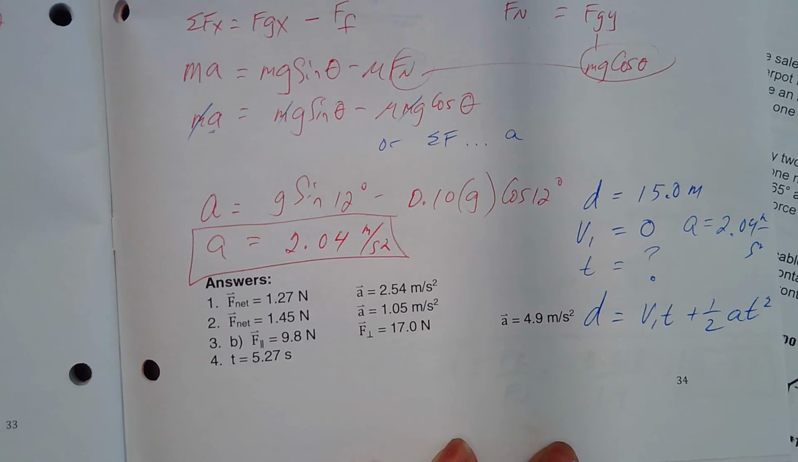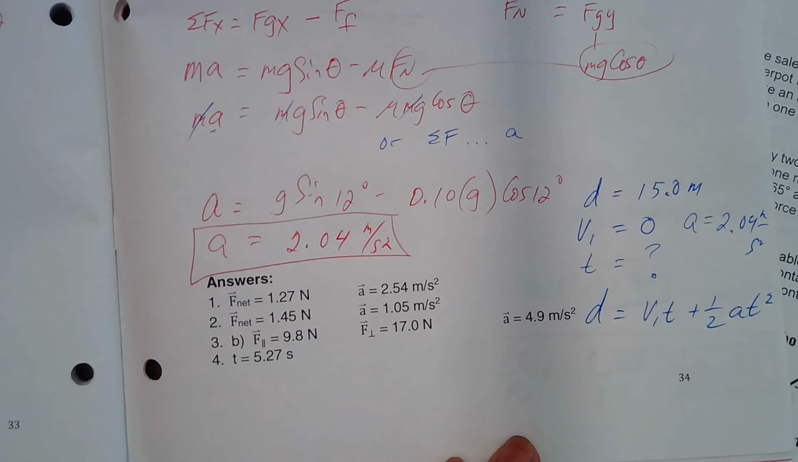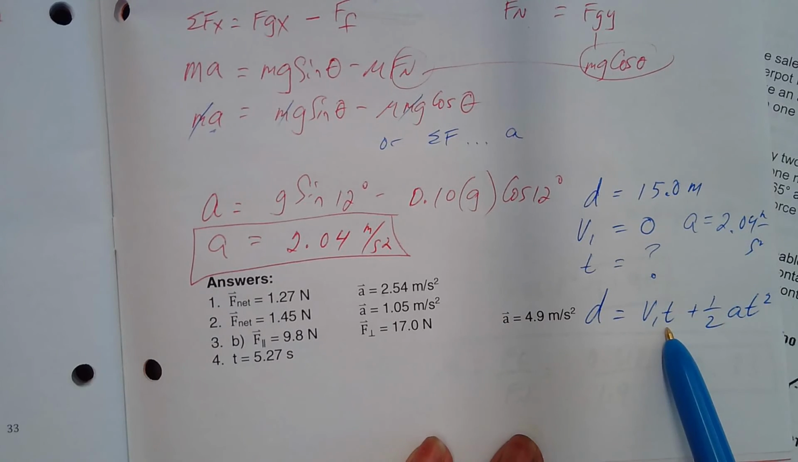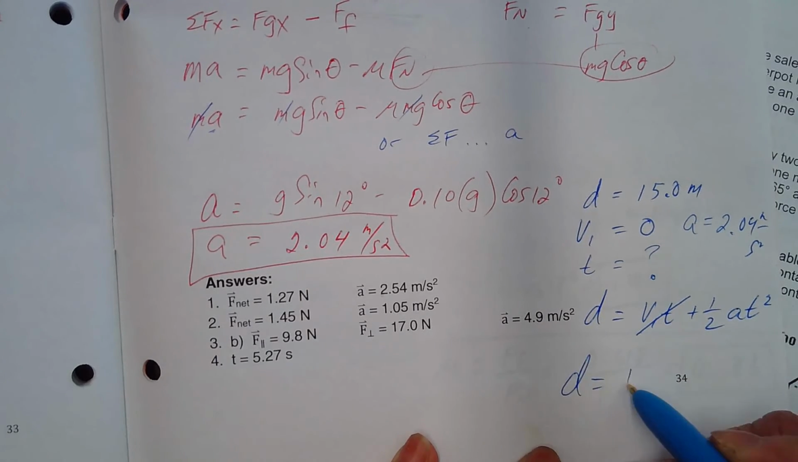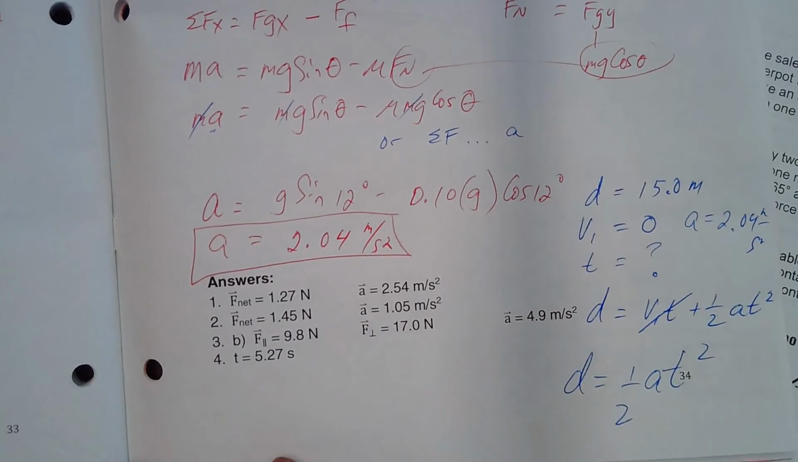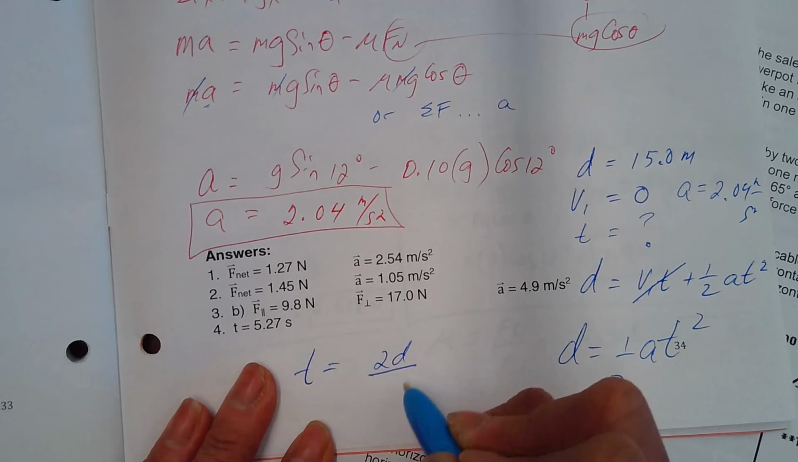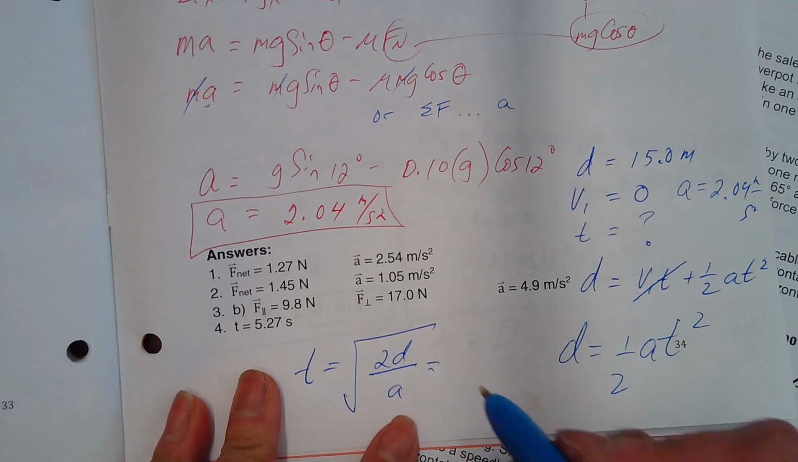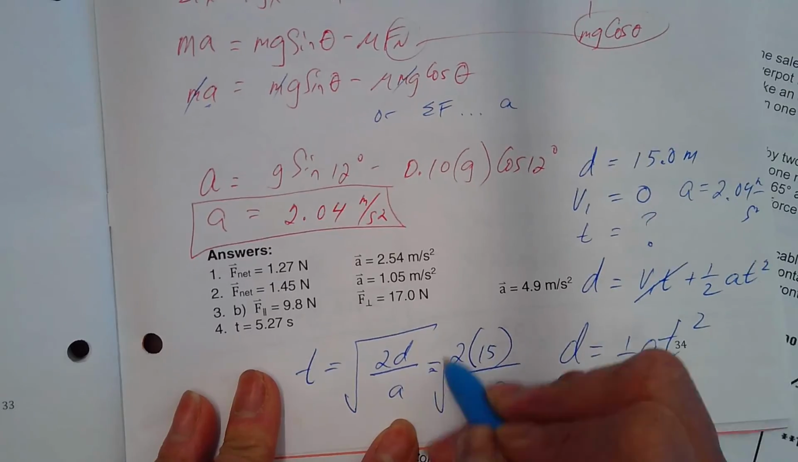Now you go, how do I know what equation to pick? Because that is what you're given. You've got the v1, you've got the d, and you've got the a. And look at this. You see the v1 is 0. That's gone. Cancel it right away. So you have d equals 1/2 at squared. And now you can isolate the t. t is equal to the square root of 2d over a. And we are done. So 2 times 15 divided by 9.8 square root.